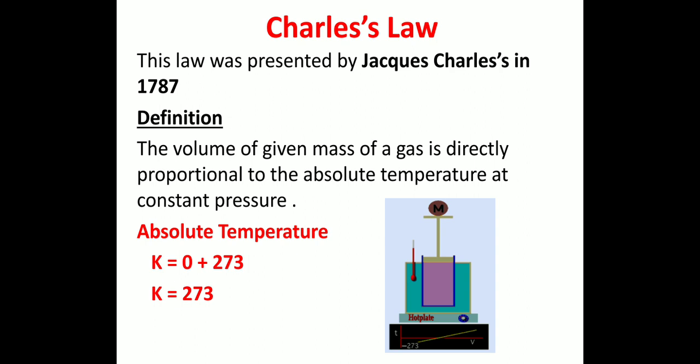What is the absolute temperature? The absolute temperature means the temperature on the Kelvin scale. Each temperature on the absolute scale is 273 units greater than the same temperature on the Celsius scale. K is equal to C plus 273, or K is equal to 0 plus 273, equal to 273. 273 is the temperature on the Kelvin scale, known as absolute temperature.